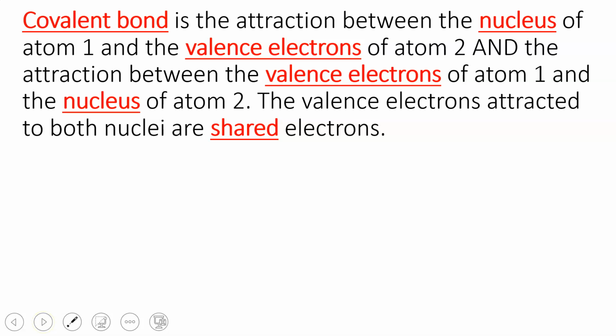A covalent bond is a little different. It's the attraction between the nucleus of atom 1 and the valence electrons of atom 2, and the attraction between the valence electrons of atom 1 and the nucleus of atom 2. The valence electrons attracted to both nuclei are shared electrons.